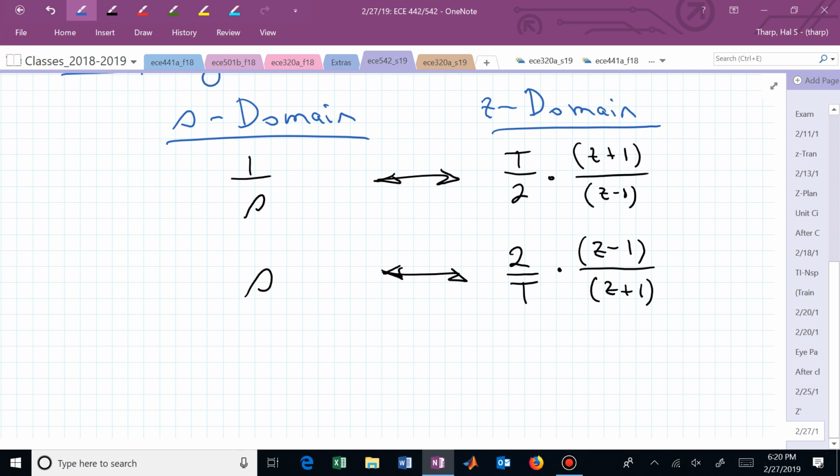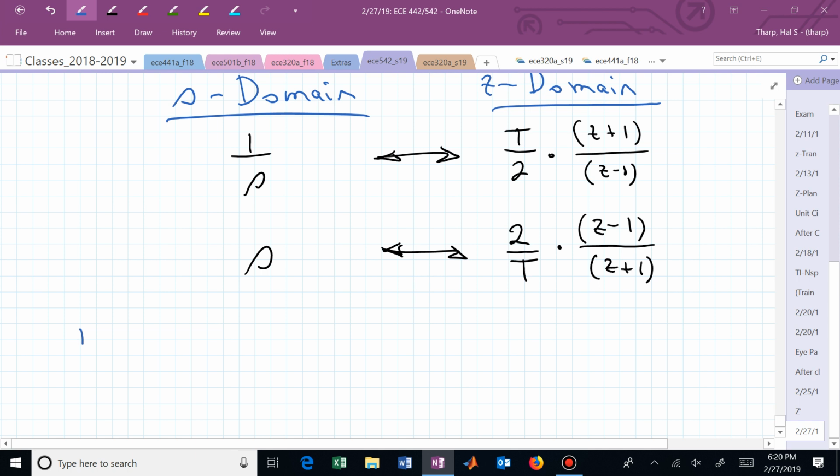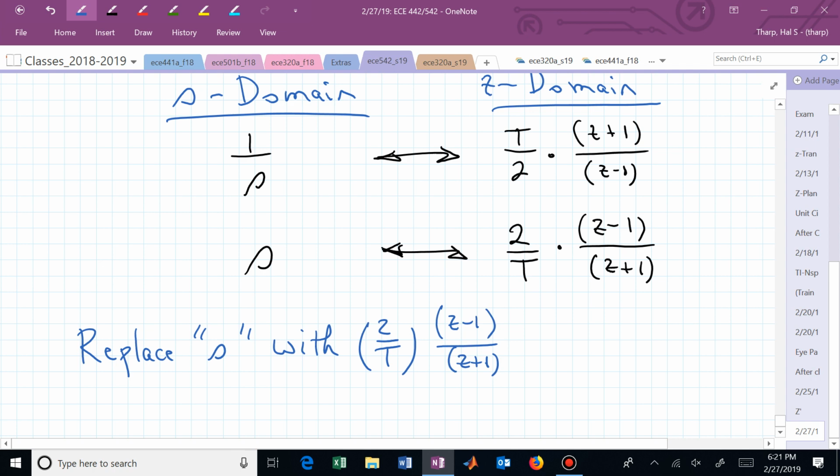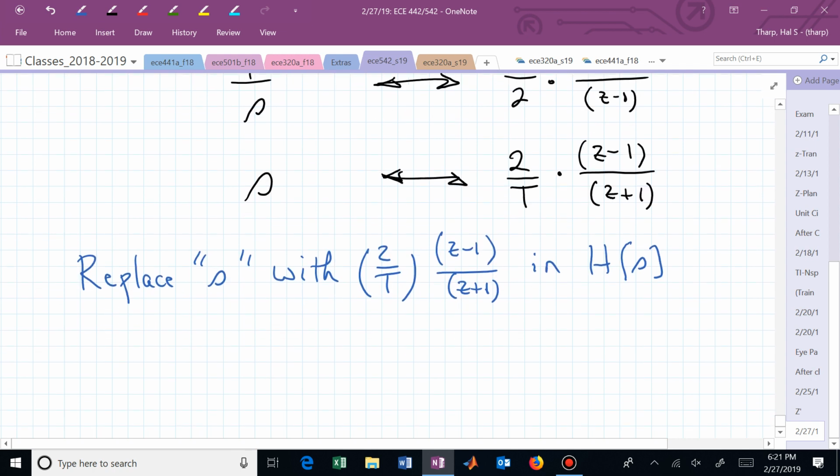Now if we want to use the trapezoidal rule for numerical integration, we now replace the s with a little bit more involved expression, 2 over capital T z minus 1 over z plus 1, in our transfer function H of s to obtain H of z.